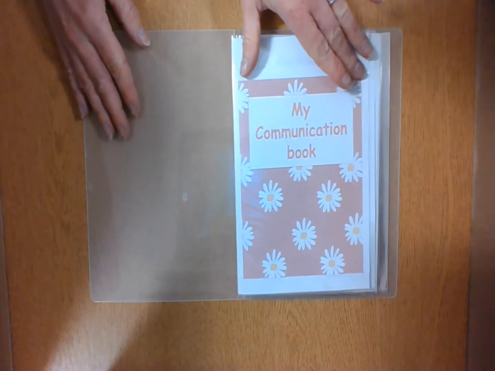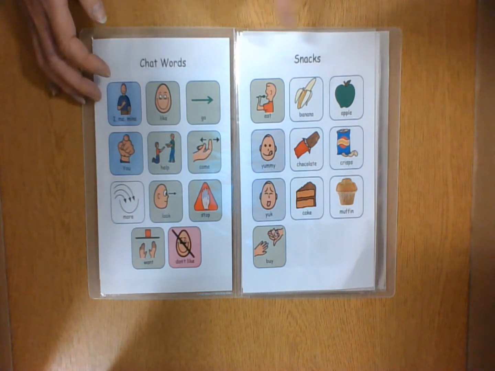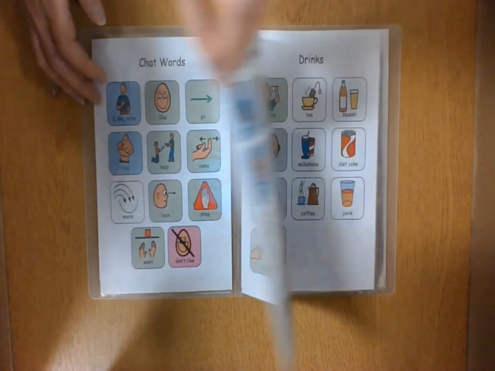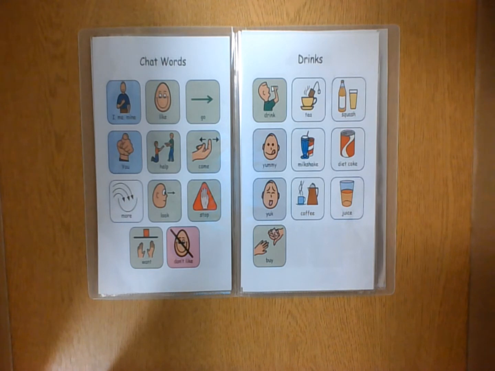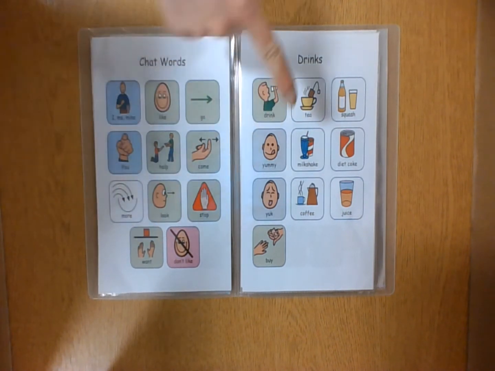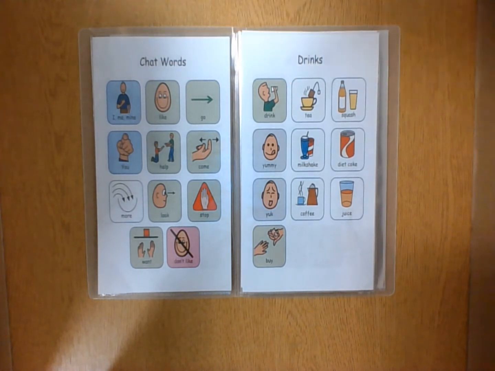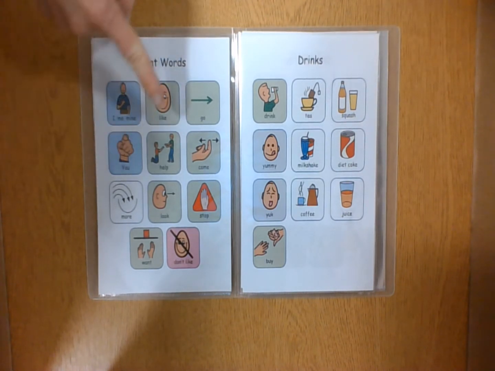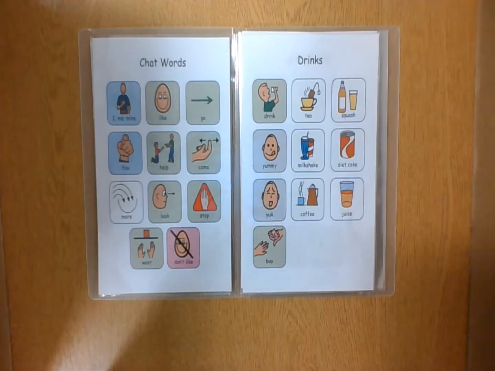This is a video showing you how to use a communication book. Hi Louise, it's time for a drink. Let's get your communication book. Let's find the drinks page. Here's snacks. Here's drinks. I'm thirsty. I want a cup of tea. What about you? Squash. Brilliant. I know that you like squash.